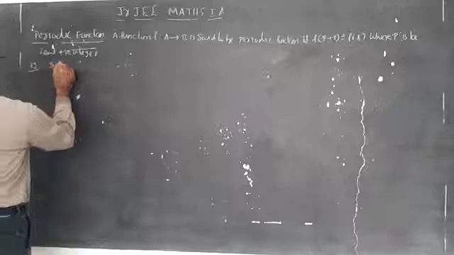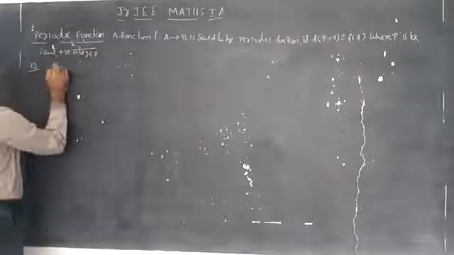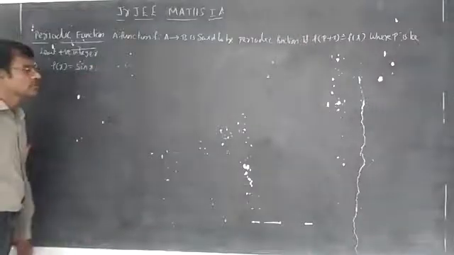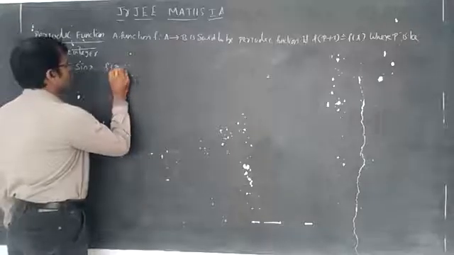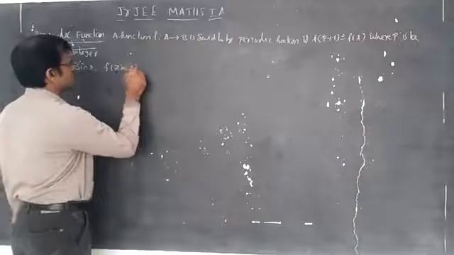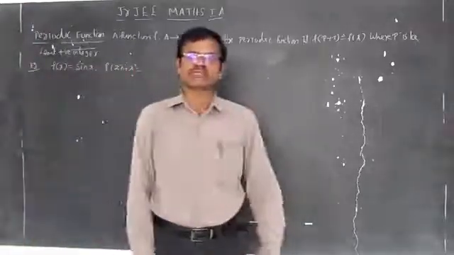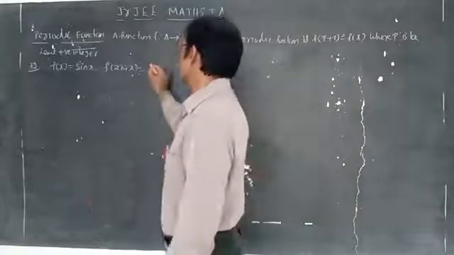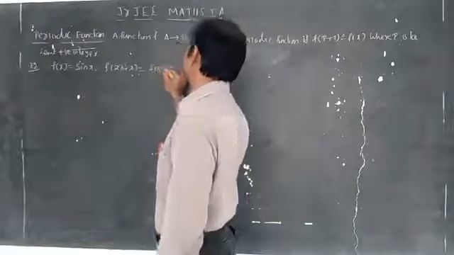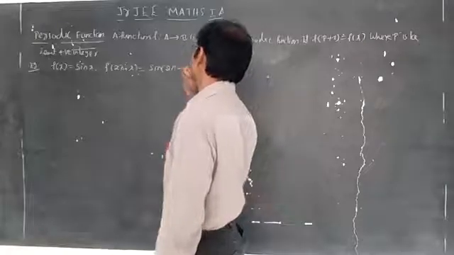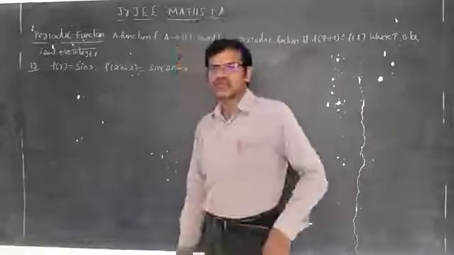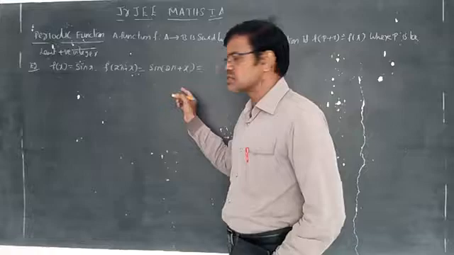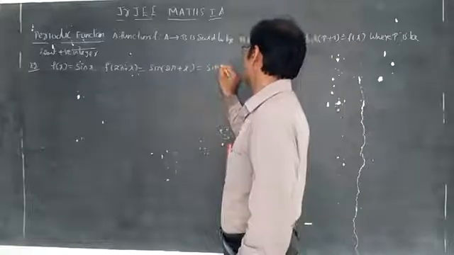Sin x. f of x is equal to sin x, I am taking. Now, f of 2 pi plus x I am taking. f of 2 pi plus x means sin, instead of x, you have to substitute 2 pi plus x. So sin of 2 pi plus x is equal to sin 2 pi, which is nothing but 0. Sin of 0 plus x becomes sin x. So simply it becomes sin x.